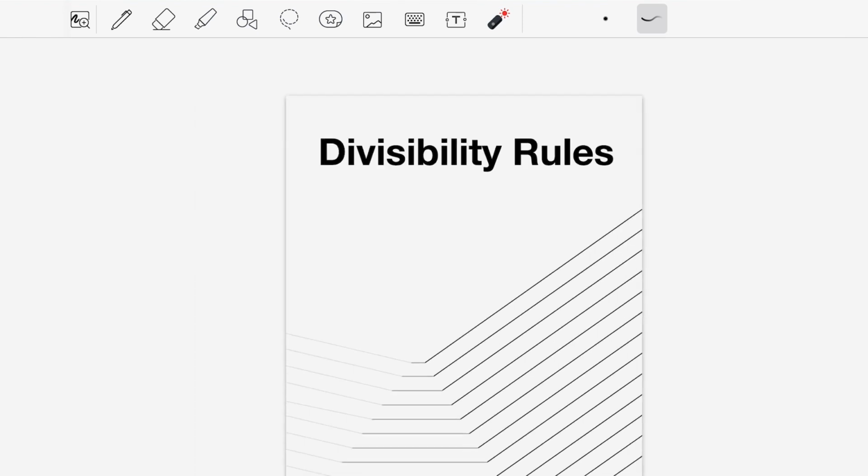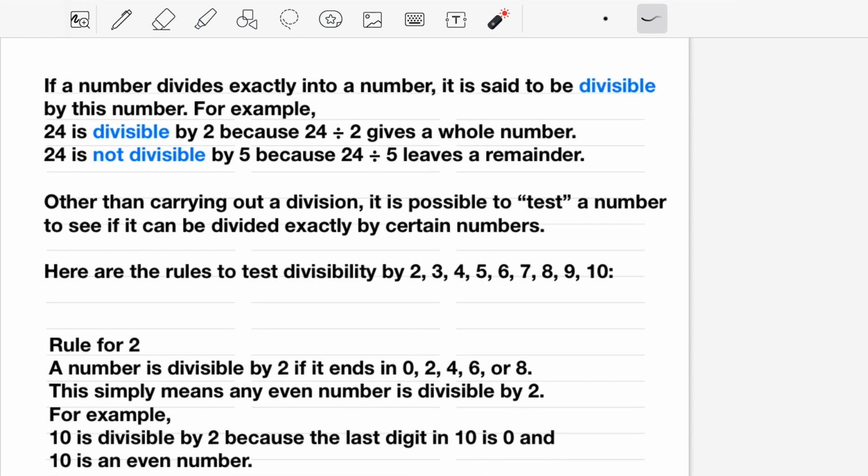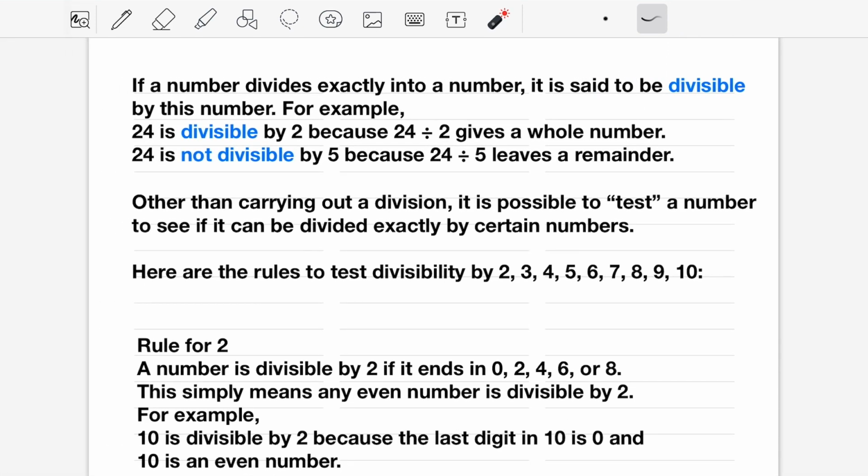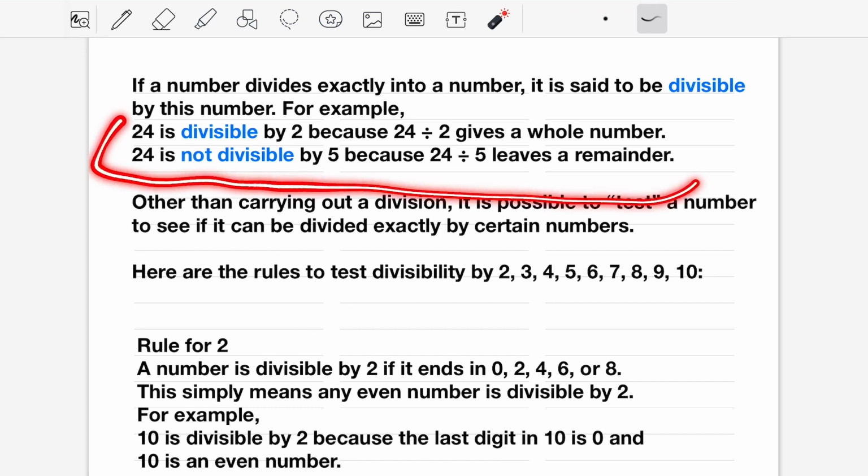Divisibility rules. If a number divides exactly into a number, it is said to be divisible by this number. For example, 10 is divisible by 2 because 10 divided by 2 is 5. And of course, 5 is a whole number. 24 is not divisible by 7 because 24 divided by 7 is 3, remainder 3. And here, of course, we have two other examples.